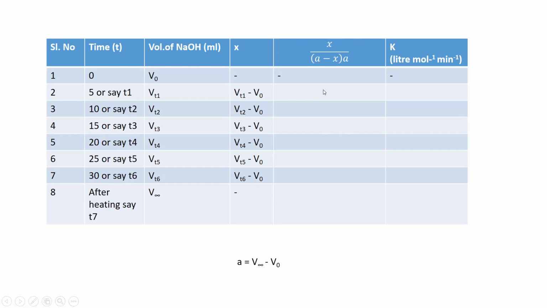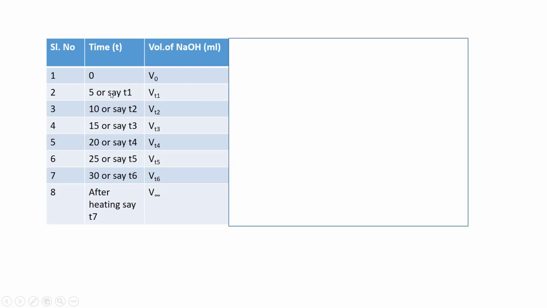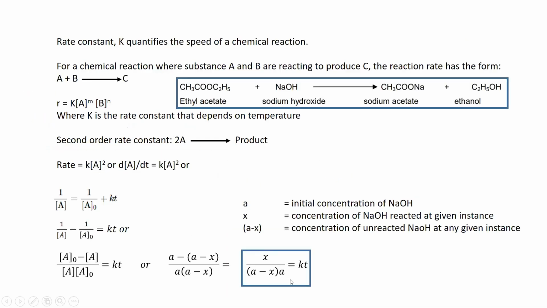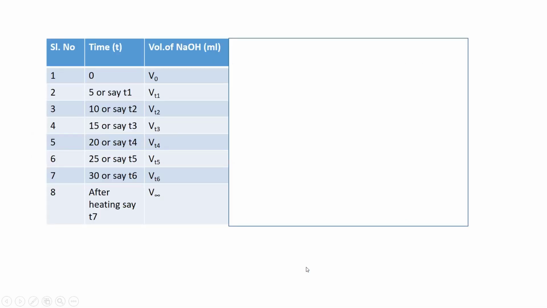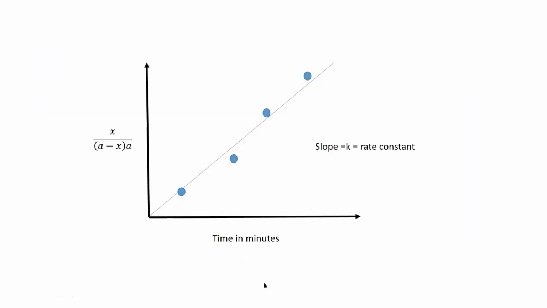Finally, you will also get the rate constant when you plot this term on the y-axis, and take time on the x-axis. Because you remember, this expression is essentially like y equals mx, where y is your fraction, m is your slope, that is k, and x is your time. So once we have that, you get points scattered along a straight line, and when you join them, the line will pass through the origin, and the slope of this line is your rate constant. And that's how you will determine the rate constant for this reaction.